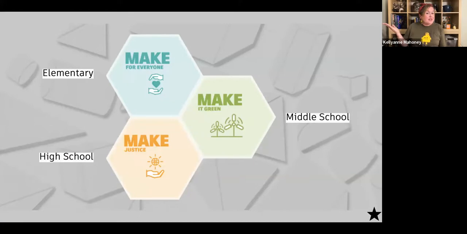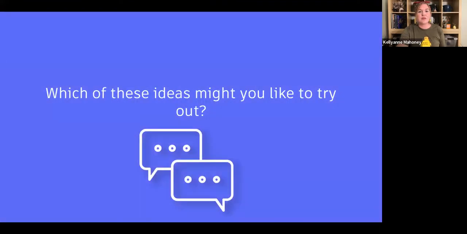If you're interested in those challenges, the contest isn't still running, but the challenges and all the resources are still there. So Make for Everyone was elementary, Make It Green was for middle school, and Make Justice was for high school. So we hope that we've provided you with some inspiration, and we're wondering which of these ideas you might like to try out?